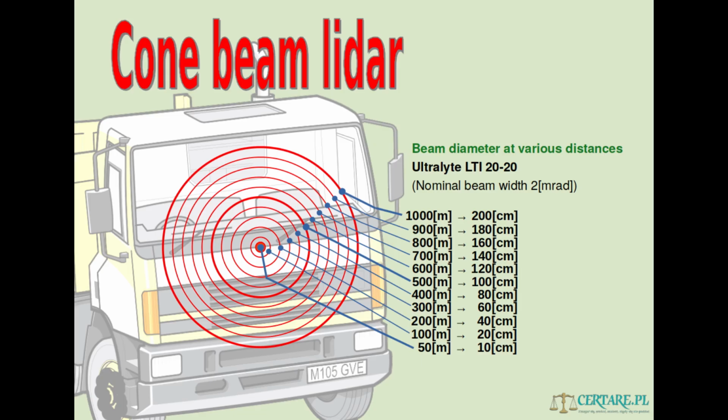Well, because again, the beam is the same size, but the target is larger. So again, the same problems that occur for a car at a distance of, say, 700 meters occur for a truck at a distance of 1000 meters.